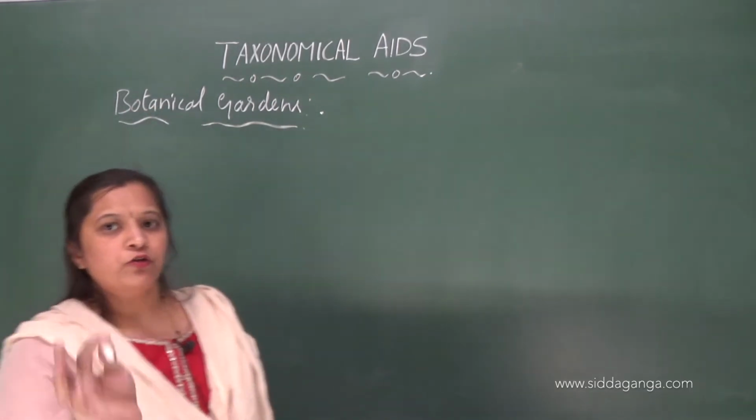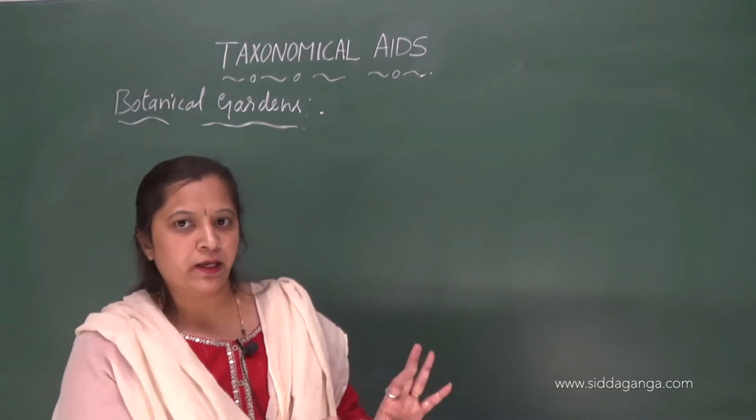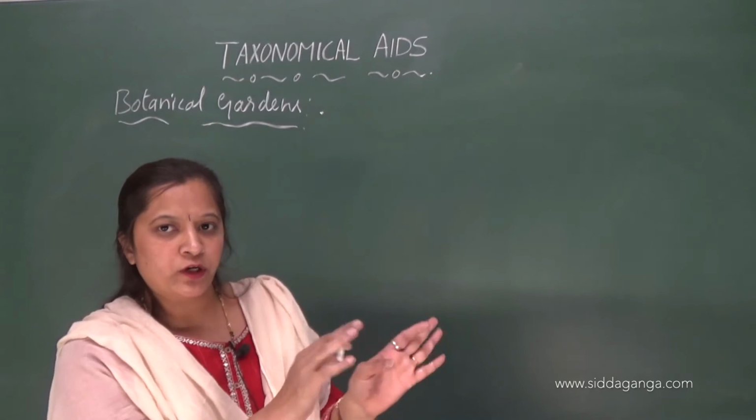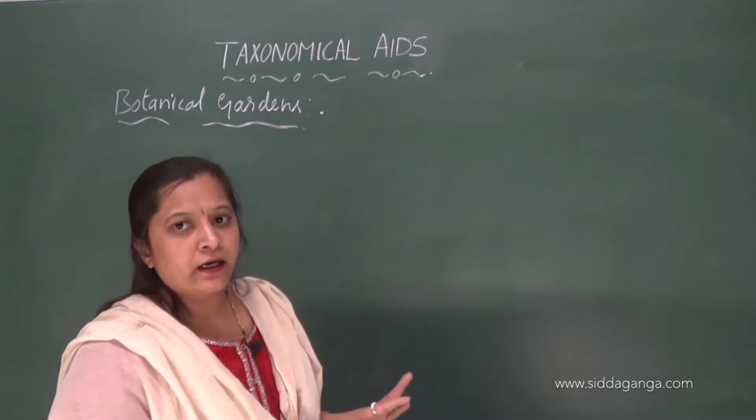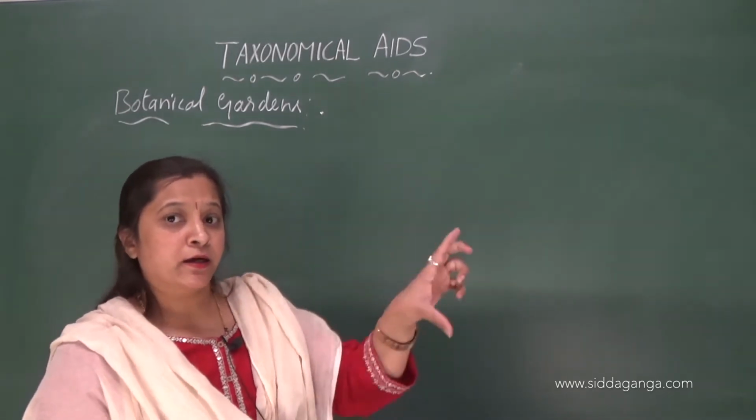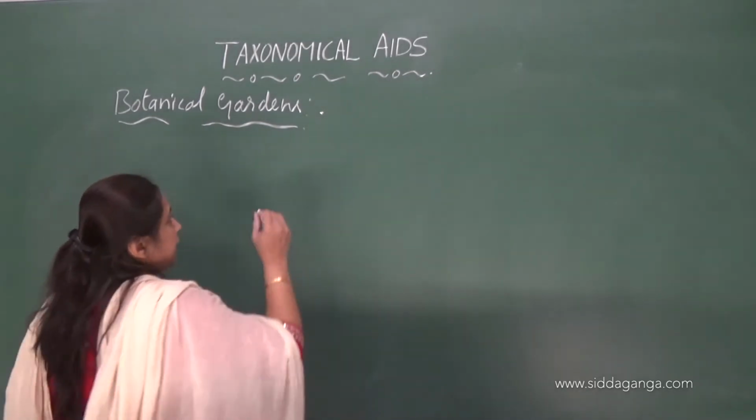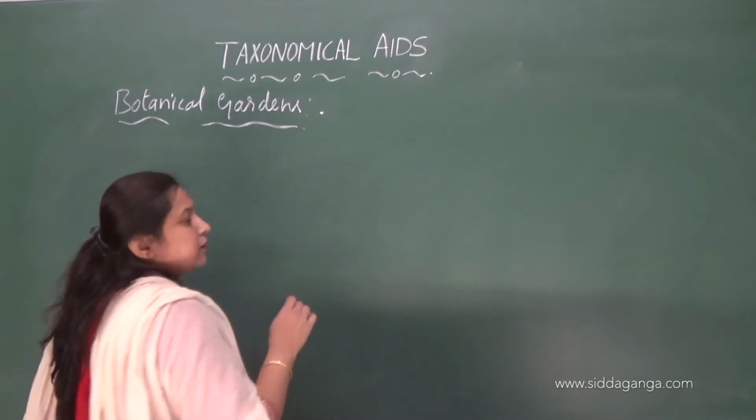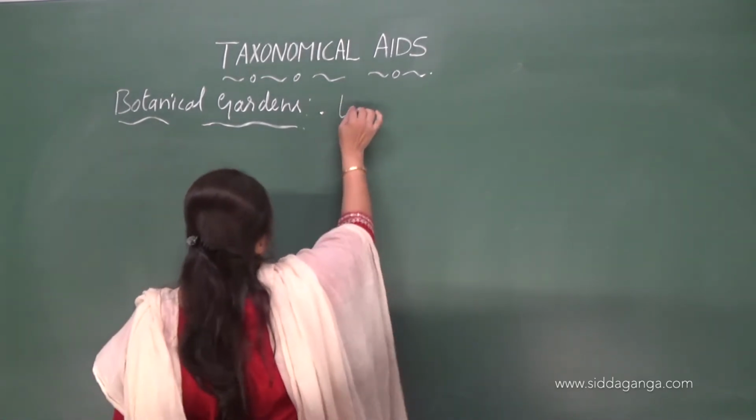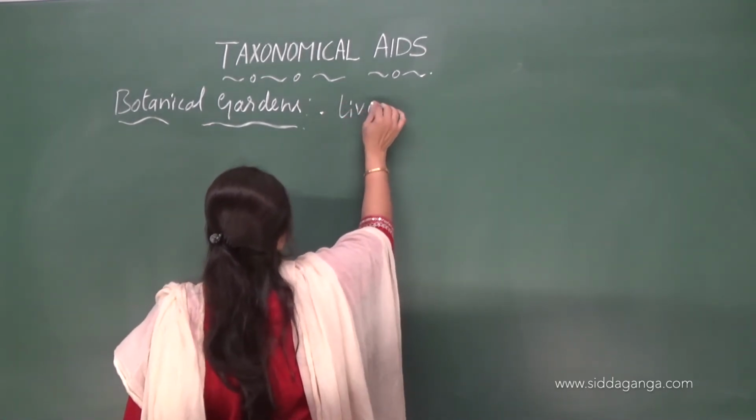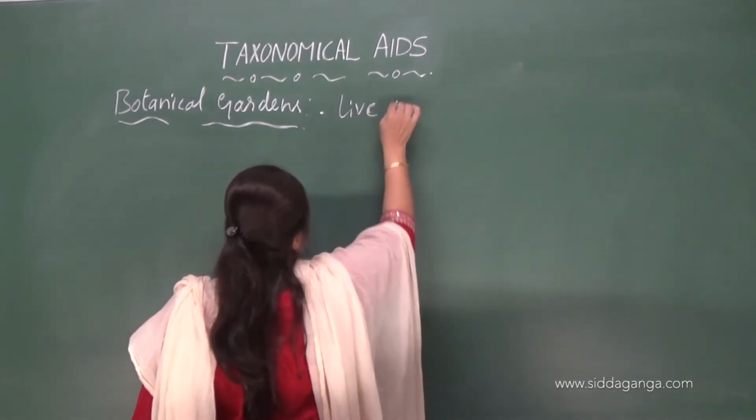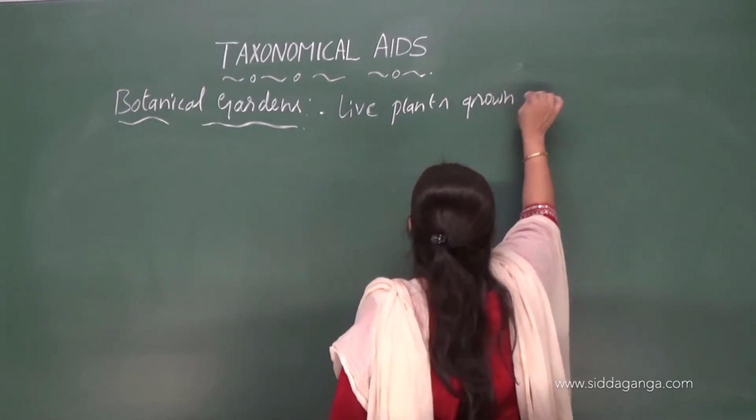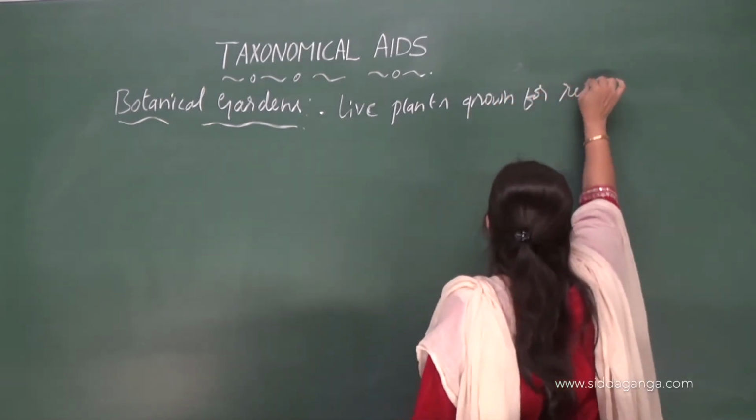Botanical gardens. So you know that in herbaria, dead plant specimens are collected, dried, pressed, and mounted on a herbarium sheet. But in botanical gardens, the collection is of live plants. In botanical gardens, the living plants are grown for reference.